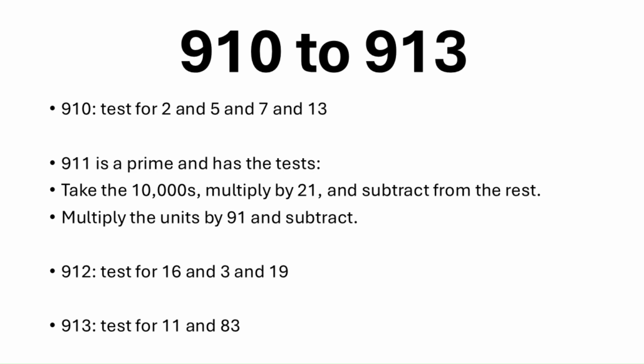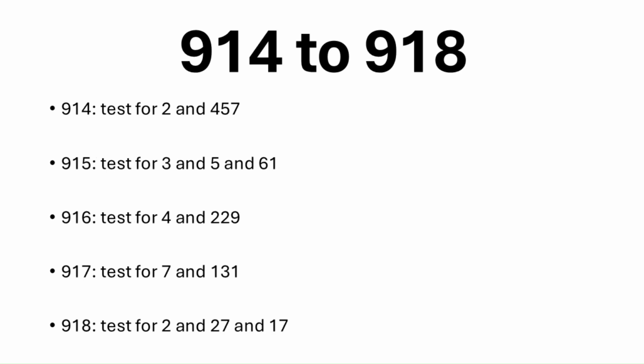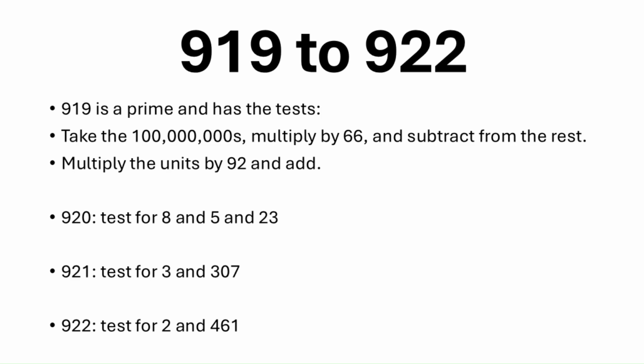912, test for 16 and 3 and 19. 913, test for 11 and 83. 914, test for 2 and 457. 915, test for 3 and 5 and 61. 916, test for 4 and 229. 917, test for 7 and 131. 918, test for 2 and 27 and 17. 919 is a prime and has the tests. Take the 100 millions, multiply by 66, and subtract from the rest. Multiply the units by 92 and add.